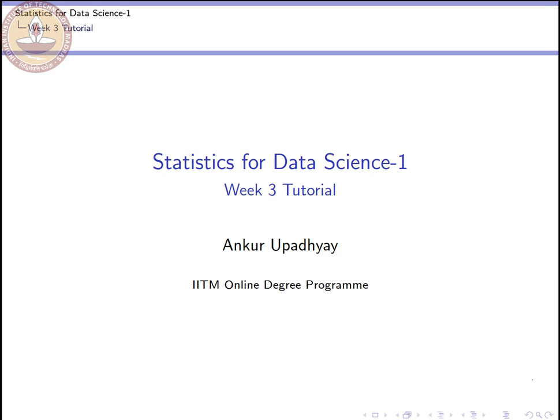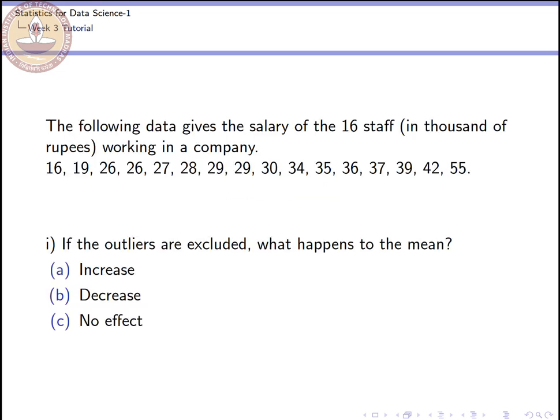Hello students, today we are going to learn the concept of outliers, and we will learn this concept with the help of one example. Moving on to the example, the following data gives the salary of 16 staff, in thousands of rupees, working in a company. So the data points are 16,000, 19,000, 26,000 and so on till 55,000.